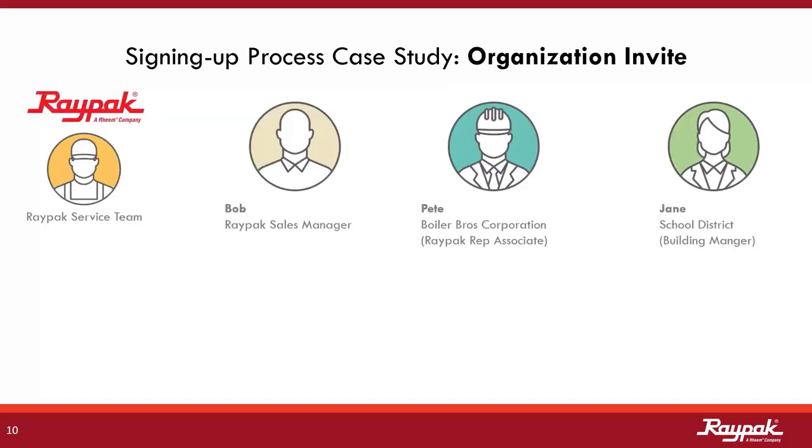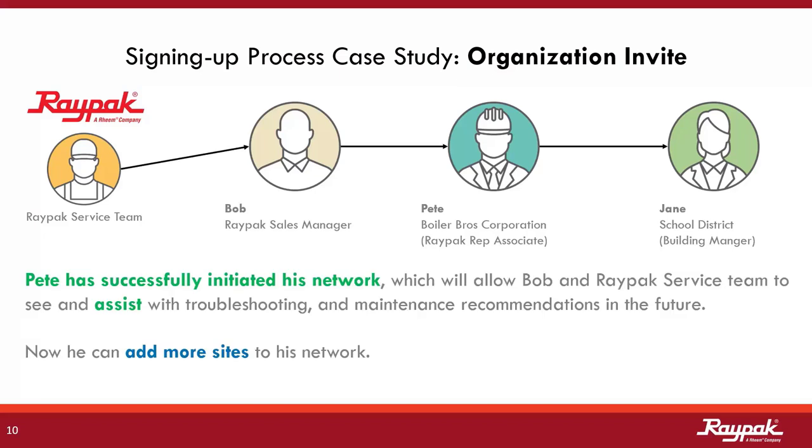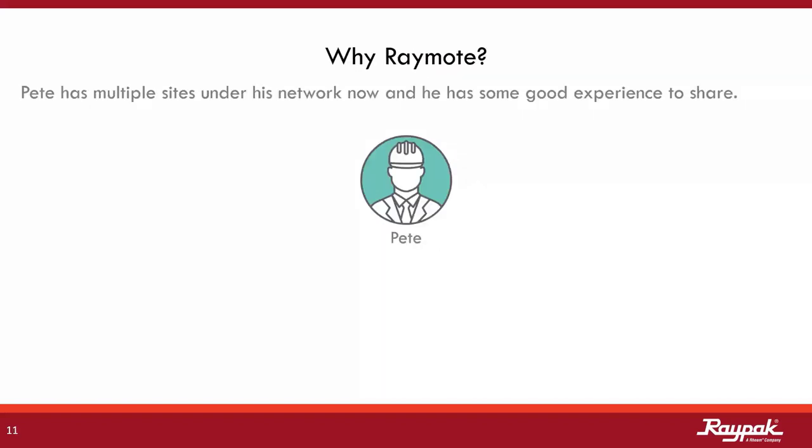So what just happened? Pete requested credentials and Pete created his own first network. Now, because of that execution, the Raypak service team will be able to connect to Jane's boilers and provide service. So Pete has successfully initiated his network, which will allow Bob and the Raypak service team to see and assist with troubleshooting and maintenance recommendations in the future. Now he can add more sites to his network. So this is very important to understand.